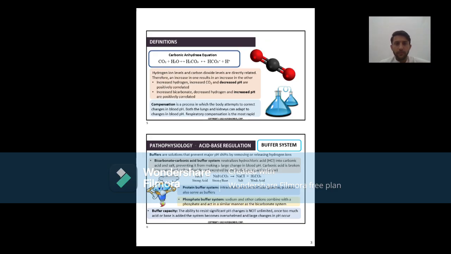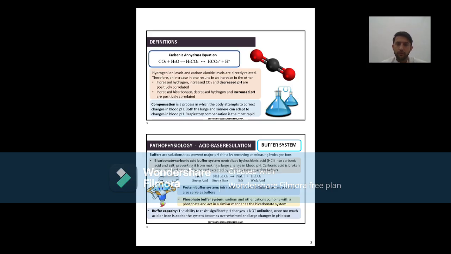If we discuss the pathophysiology of acid-base regulation, buffers are solutions that prevent major pH shifts by removing or releasing hydrogen ions. We have the bicarbonate and carbonic acid buffer system. It neutralizes HCl to carbonic acid and salt, preventing large changes in the blood pH. Carbonic acid is broken down into water and carbon dioxide and excreted from the body, as shown in the equation below.